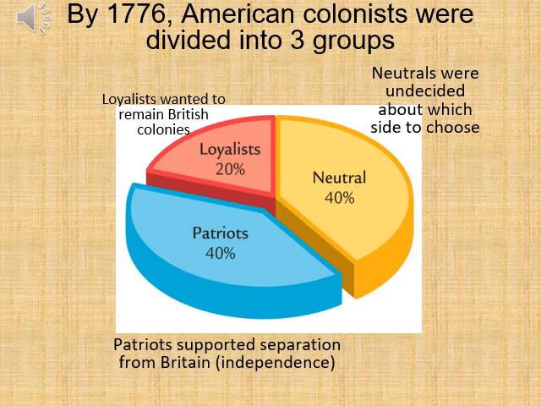So by 1776, American colonists were divided usually into three groups. Around 40% of American colonists were neutralists. They were undecided about which side to choose. 40% were patriots who supported separation from Britain. They were basically the true first Americans. And then another 20% were loyalists who wanted to remain part of the British system and remain a British colony.